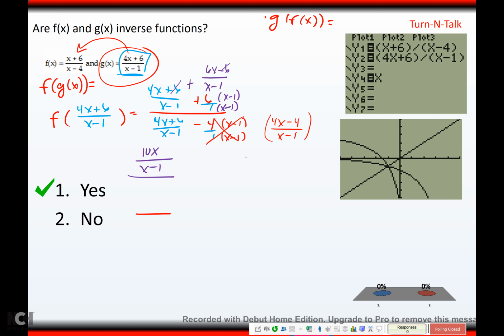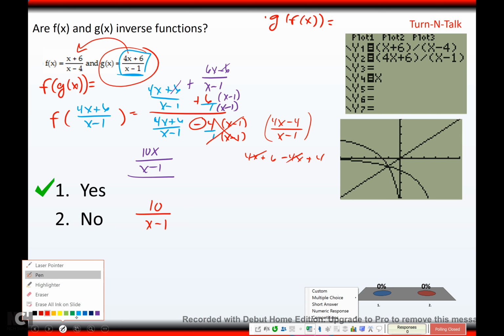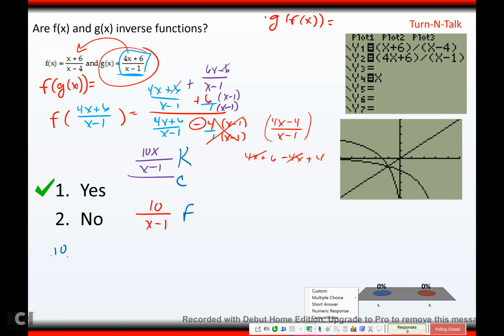So now on top, I'm going to have 4x, on bottom, the top of the bottom, I'm going to have 4x plus 6 minus 4x plus 4, because I got to distribute that negative. So the x's cancel, and I end up with just 10 on top. And on bottom, my denominator is obviously x minus 1. So now I can keep, change, flip, keep the 10 over x minus 1, change to times, flip that, cancel, the 10's cancel, and I end up with x.